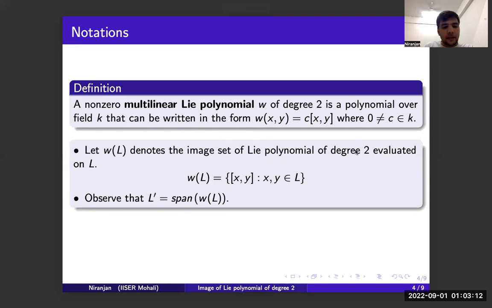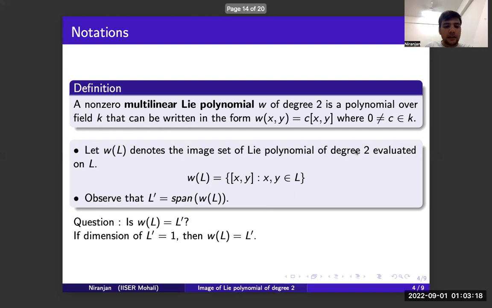Now let me define L dash to be the span of W_L. Now the problem is whether W_L is equal to L dash. In other words, whether W_L is a vector space or not. That problem we are investigating for nilpotent Lie algebras. First, if the dimension of L dash is equal to 1, then W_L is always L dash.